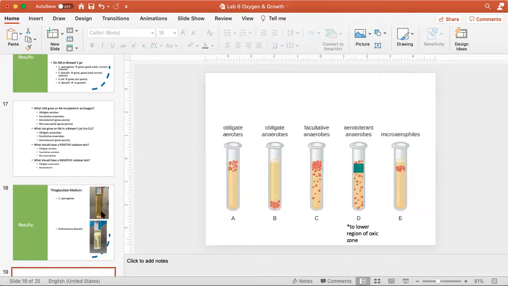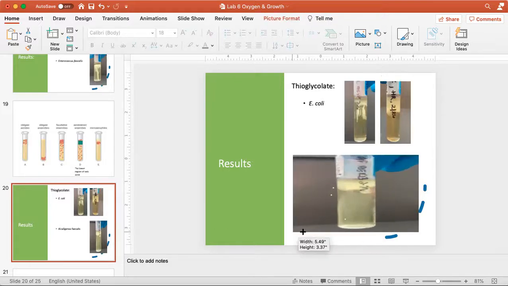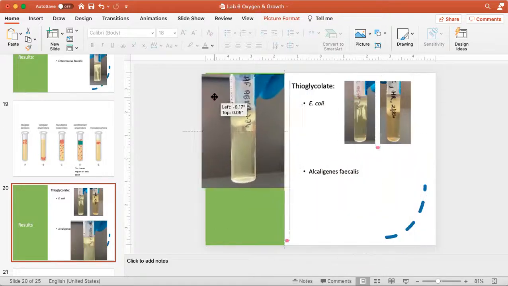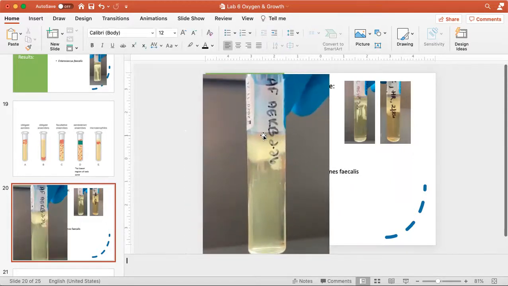Let's see how our guess went for alkalogenese. Here's the alkalogenese result. Take a look at that. See that mass of material? That's what I refer to as a mat. It's just a big clump of bacterial cells all growing and sticking together. And boy, oh boy, it is limited to the top of the tube. It's only in the oxic zone. This is our obligate aerobe, just like we predicted.